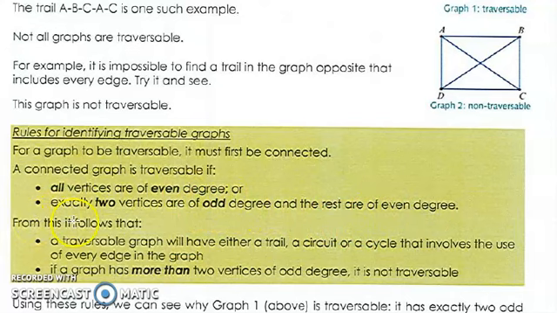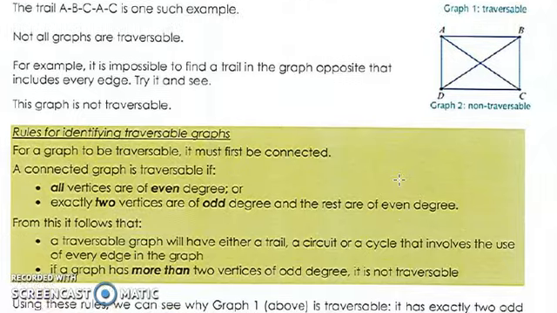Now, from this, it follows that a traversable graph will have either a trail, a circuit, or a cycle that involves the use of every edge in the graph. And if a graph has more than two vertices of odd degree, it's not traversable. So we want to focus on these two points here: all vertices are of even degree, or exactly two vertices are of odd degree and the rest are of even.